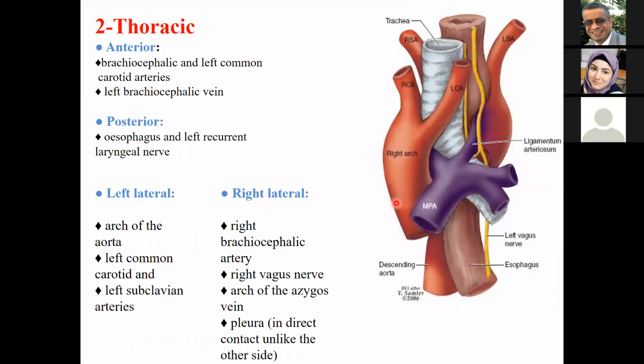In the thoracic region, anteriorly: brachiocephalic and left common carotid arteries, left brachiocephalic vein. Posteriorly: esophagus and the left recurrent laryngeal nerve. On the left lateral: arch of the aorta, left common carotid and left subclavian arteries. On the right lateral: right brachiocephalic artery, right vagus nerve, arch of the azygos vein, pleura in direct contact, unlike the other side. This is the trachea, this is the esophagus and left recurrent laryngeal nerve. This is the aortic arch, left common carotid artery, and right common carotid artery.